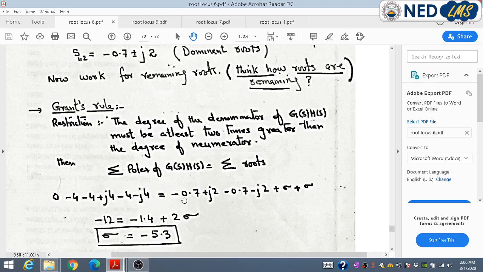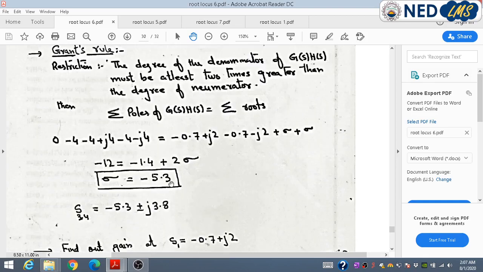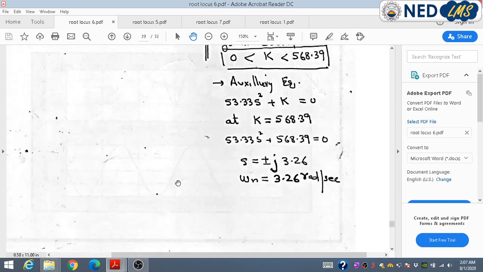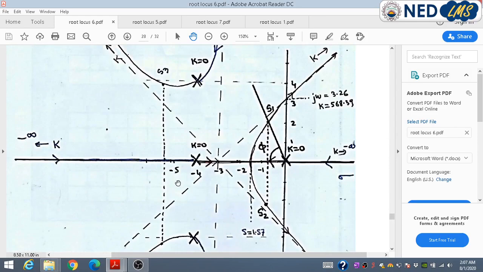Two roots we have already found, -0.7 plus j2 and -0.7 minus j2, and two roots are remaining. So I have written plus sigma, because the imaginary terms already cancel each other. So we can get only the information about the real part of the roots. Here sigma comes out to be -5.3 by using this information. Minus 5.3, we again go to our given root locus.